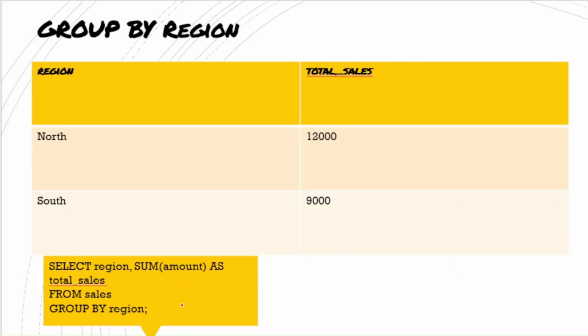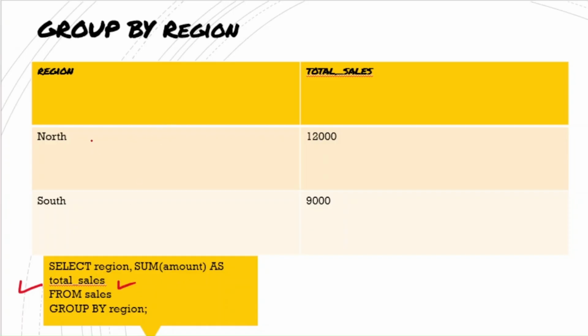Now let's group the data by region and calculate total sales. This aggregation happens after WHERE filtering. So look at this query. SELECT region, SUM(amount) AS total_sales FROM sales GROUP BY region. So here we are grouping the result by region and against each region we are summing up the amount and representing it as total sales.